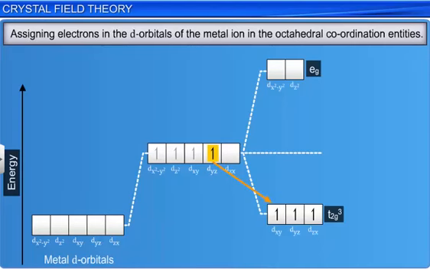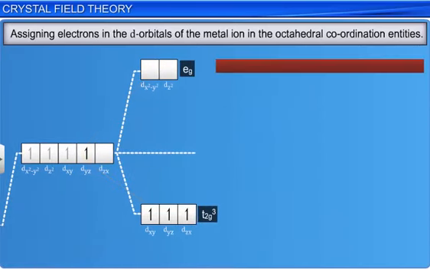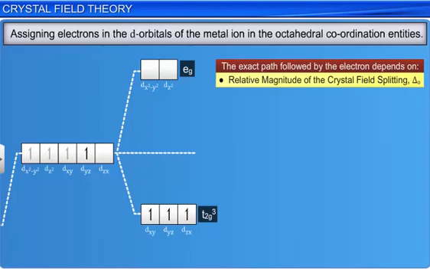The exact path followed by the electron depends on the relative magnitude of the crystal field splitting, delta O, and the energy required for the electron pairing in a single orbital, that is, pairing energy P.